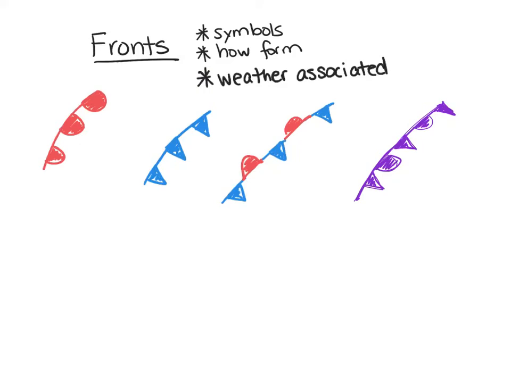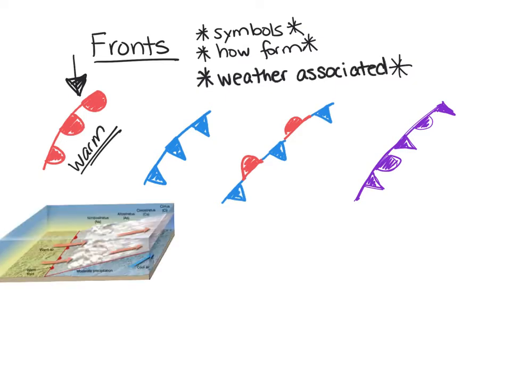Some of the things that you should know about fronts include the symbols, how they form, and the weather that are associated with them. The first symbol here is a warm front. A warm front forms when a warm air mass overtakes a cold air mass. In the image just below the symbol of the warm front, you can see that the warm air mass is the one that is doing the pushing. The warm air is pushing over the cool air. This is why it is called a warm front.